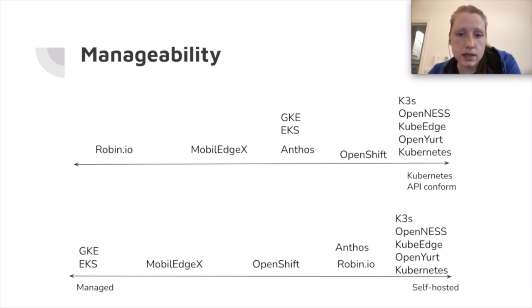The managed and self-hosted ones also tie into the cost. You have the completely managed versions of GKE or EKS in the cloud. MobileEdgeX has a control plane reachable by you, but not hosted by you, so that one takes care of your infrastructure. OpenShift is kind of a hybrid because you have a managed version, but you can also self-host, so this is interchangeable. Same for Anthos and Robin.io. They connect to, but are still self-hosted by you. And then you have all the completely open source ones, which are generally self-hosted, even though there are many providers out there that do Kubernetes hosting for you as well.